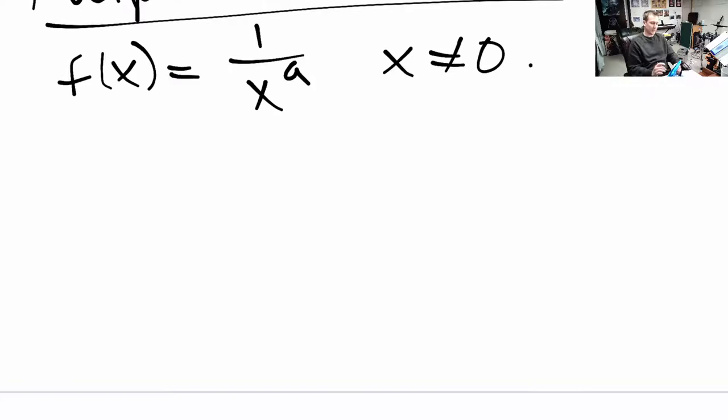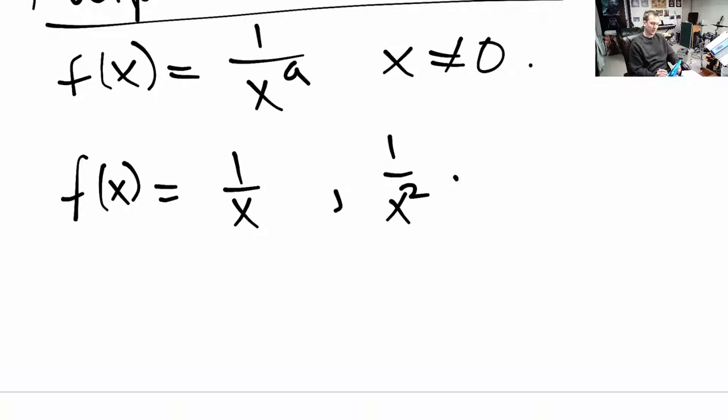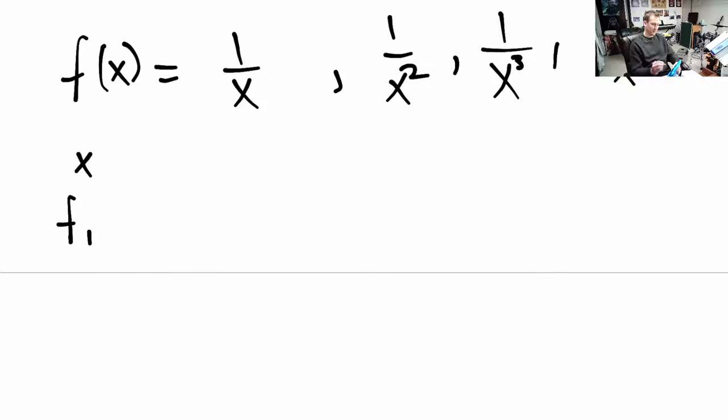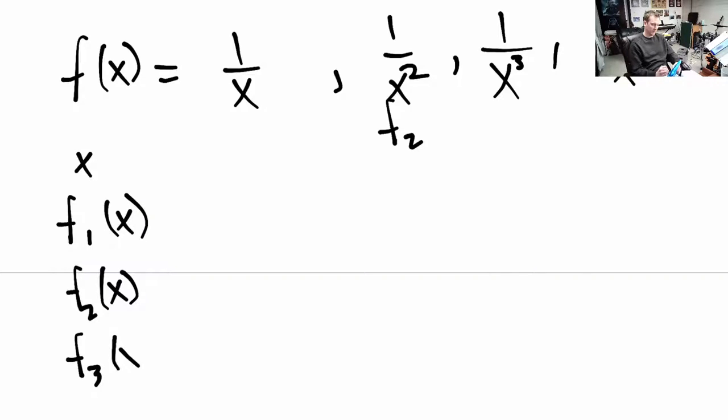So let's go ahead and just take an example of these and look at sort of the general case. Let's go with 1 over just x. And then I'll also plot 1 over x squared and 1 over x cubed and 1 over x to the fourth, all on the same thing, just to give us a good idea. So I've got four functions here. This is f1, f2, f3, and f4. So here we go. X, f1, f2 is right here. f3 is right here. f4 is right there.